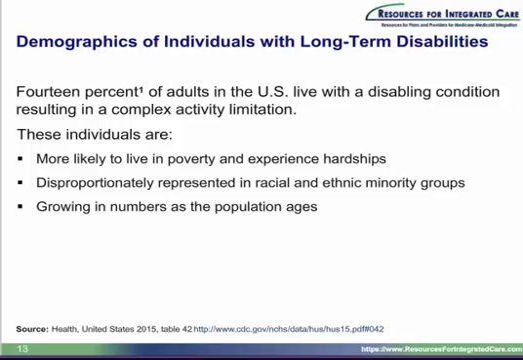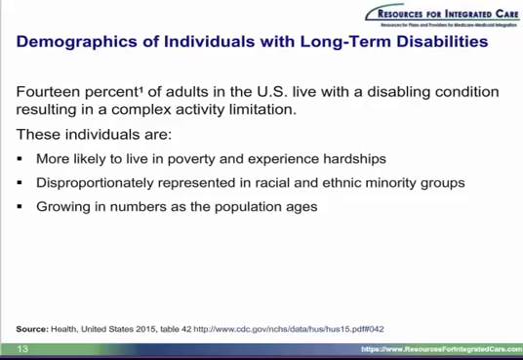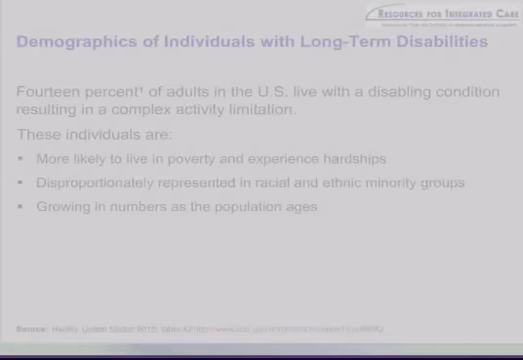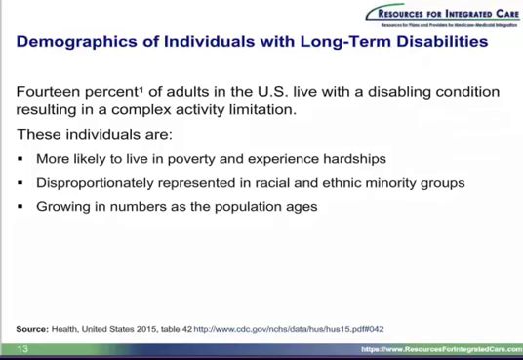Looking at this from a different perspective, there are 7.5 million dual-eligible individuals under age 65 in the U.S., most of whom are dually eligible due to disability status. Let me clarify here, by dually eligible, I mean they are eligible for both Medicare and Medicaid.